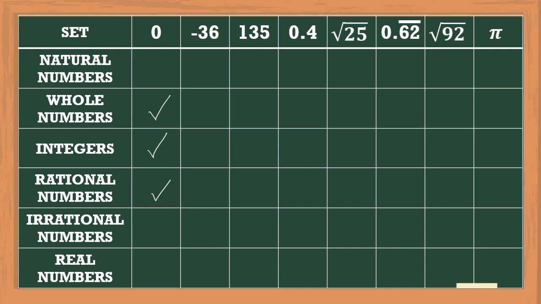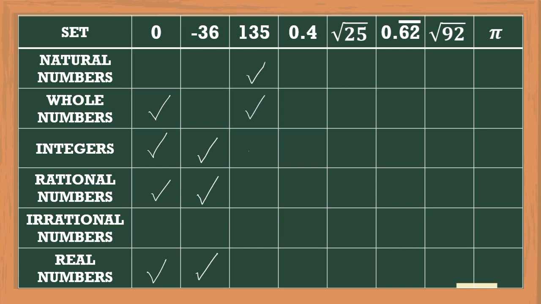Next, let's have negative 36. Negative 36 is not a natural number or a counting number. A whole number, also not, because it has a negative sign. Then, an integer, of course, because it is a negative integer. A rational number, of course. And then, a real number, of course. Next, 135 is a natural number, yes. A whole number also.